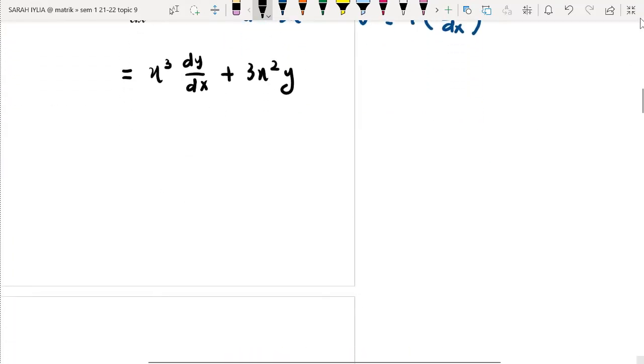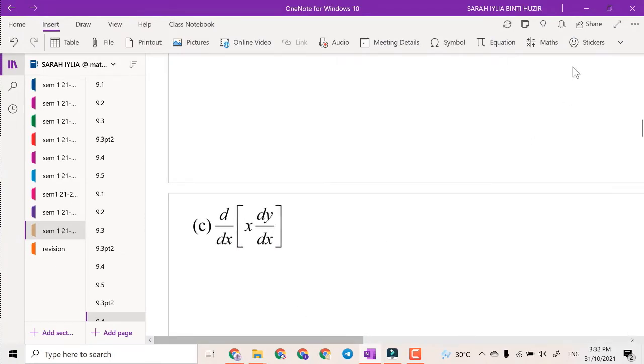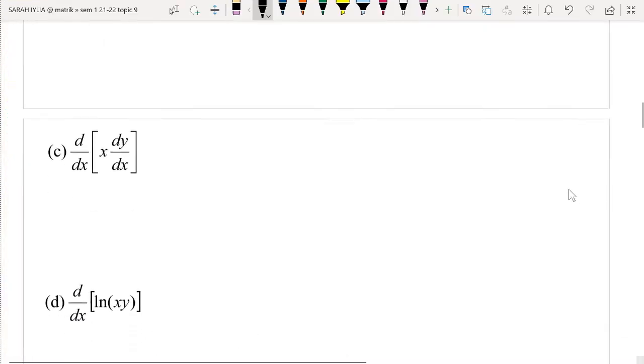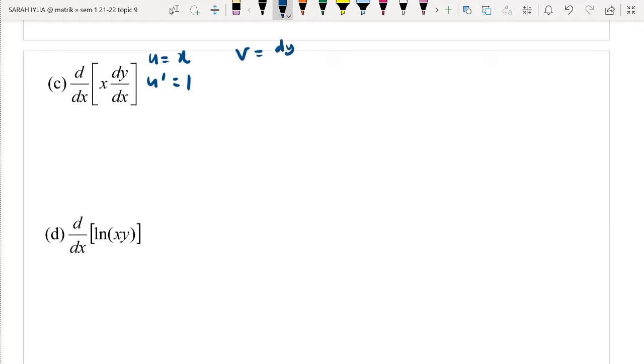Sekejap, tak nak alih pula skrin ni. Okay, saya tarik. Now we want to differentiate x dy dx. Once again, kalau perasan ni, hati-hati, it's product of two different function. So we have to use product rule lagi sekali. So u is x, u prime is 1. Ni semua orang dah terror. Okay, yang second term ni kena hati-hati. V in this case is dy dx.